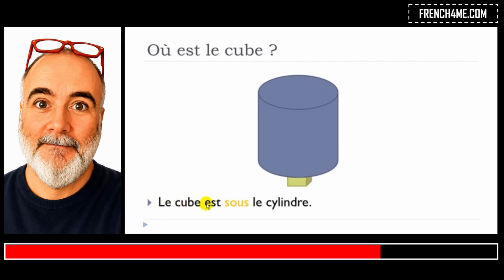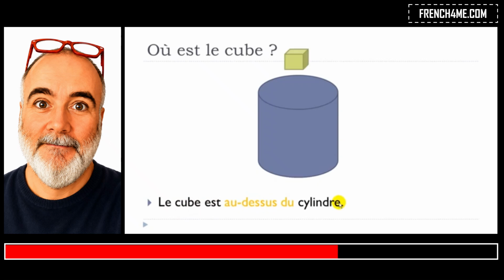Le cube est sous le cylindre. Okay? Le cube est sous le cylindre. Don't pronounce the final S, and then this OU combination of vowels is pronounced OU. Okay? Sous, sous. Le cube est sous le cylindre.